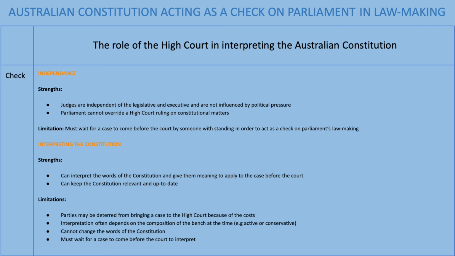Some of the limitations include that parties may be deterred from bringing a case to the High Court because of the costs, as we mentioned. The interpretation often depends on the composition of the bench at the time, so whether or not they are active or more conservative. Another limitation is that the High Court cannot change the words of the Constitution, and they must wait for a case to come before the courts to interpret the law.